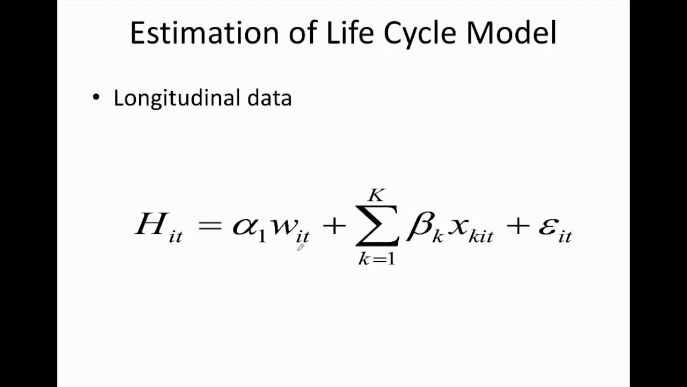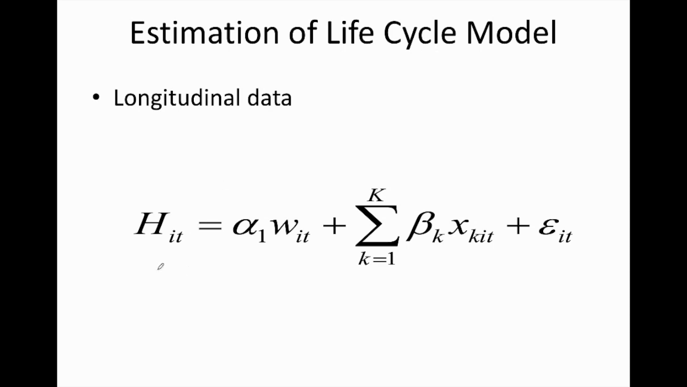W is the wage rate for the ith worker over the t period, plus the summation of beta times X, where beta ranges from 1 up until K. That means beta can be beta 1, beta 2, beta 3 up until beta K. And then we also need to consider many other important variables that may explain hours worked over the life cycle. So X are the key variables, and this is the error term. So this is one model that we can use to estimate the life cycle model.